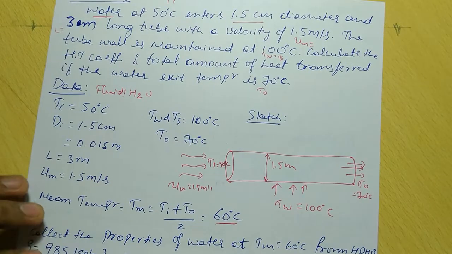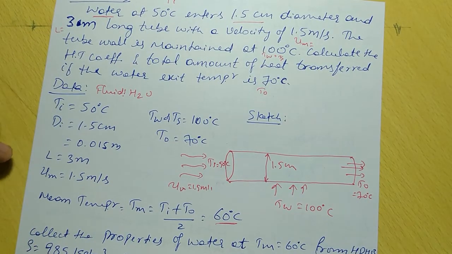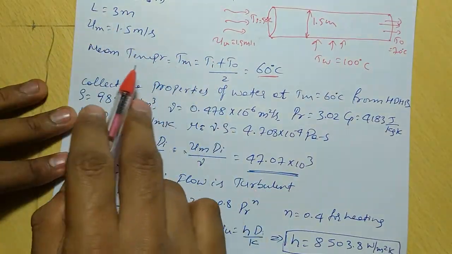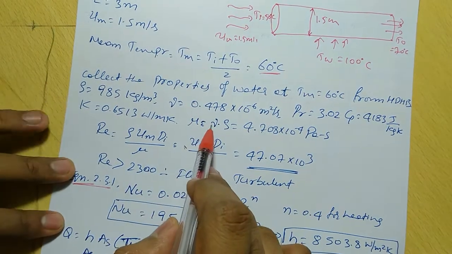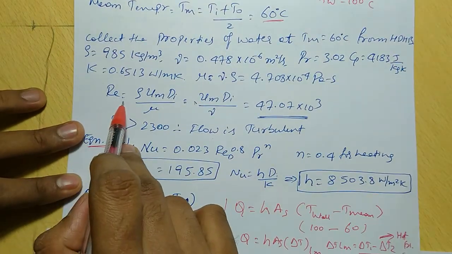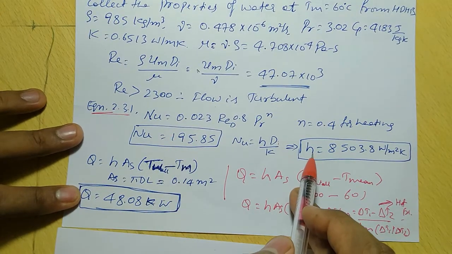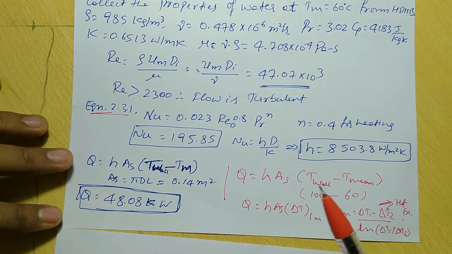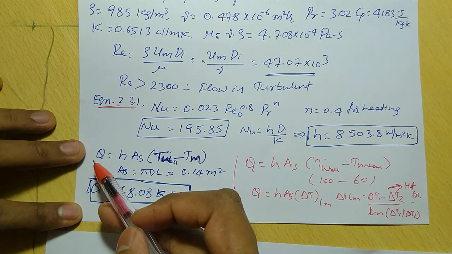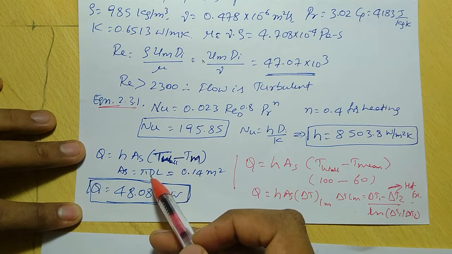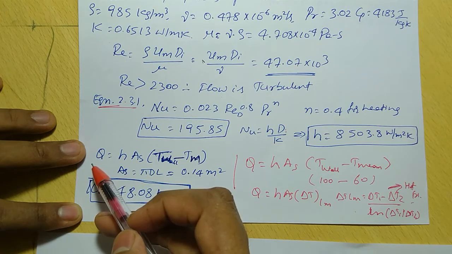This is the end of the seventh problem. Here what we learn is that the procedure is the same: collecting the data, finding the mean temperature, collecting the properties, later finding the Reynolds number. Based on the Reynolds number, choose the result equation, find the h value, and find the unknown value. In some problems the Q value is given and you have to find the length, but in some problems they give the diameter and length, and you have to find Q.